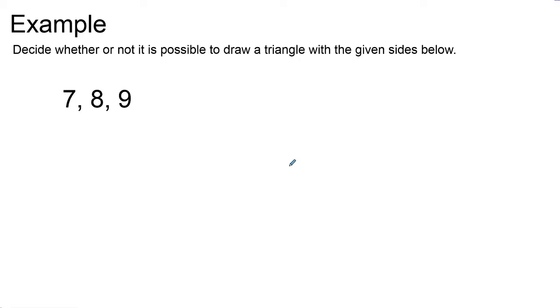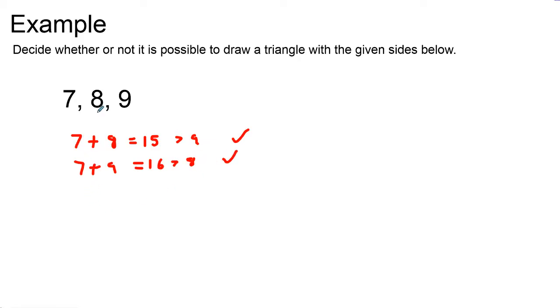So decide whether or not it's possible to draw a triangle with the given sides below. So here's where I would say, I know that 7 plus 8 is 15. 15 is greater than 9. So since I can say that, that's a true statement. I would then do 7 and 9. So 7 plus 9 is 16. 16 is in fact double, so it's greater than 8.